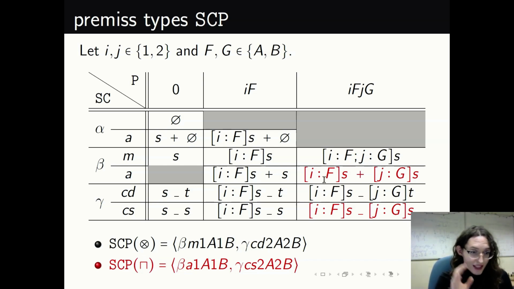All right, this matrix should hopefully become a little clearer now. That's our premise type SCP, shape contextualization position, of the active formulae in the premise sequents. That should be done. Cool.